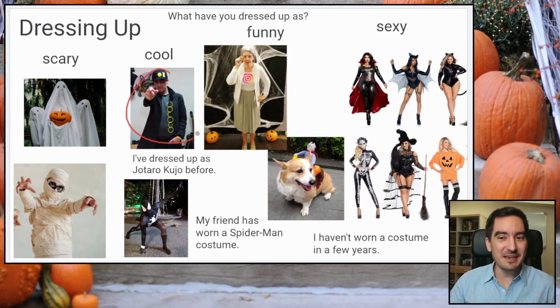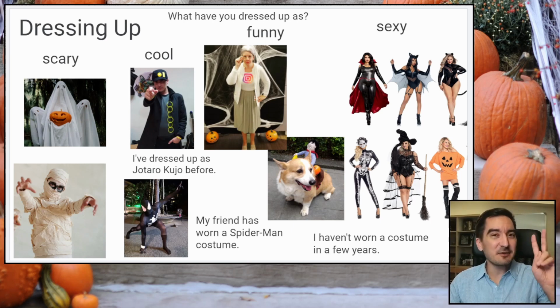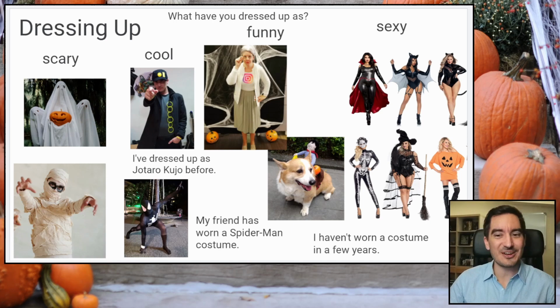So this is me a few years ago. I dressed up as a comic book character, or a character from a manga, and I've dressed up as Jotaro Kujo before. In Chinese, his name is Cheng Tai Lang. So I've dressed up as Jotaro Kujo before. So that's kind of a trying to be cool costume. And then down here, this is a friend of mine, and my friend has worn a Spider-Man costume. So this is Spider-Man in the black costume.